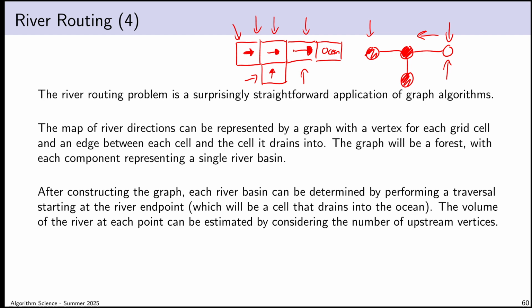And so the way that the problem might be solved if we want to traverse all of the world's rivers is to simply create the graph, identify all of the vertices that flow directly into an ocean, those are the mouths of the rivers, and then perform some kind of traversal working upstream from there.